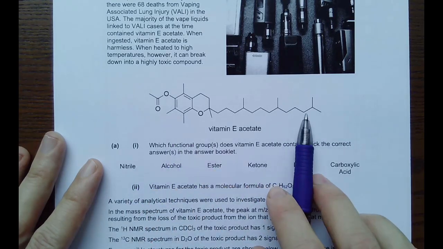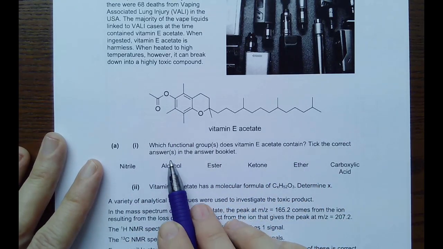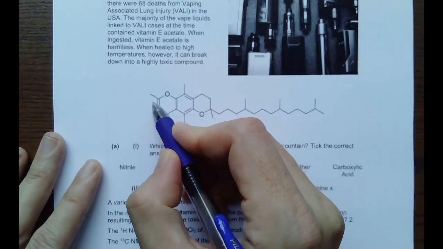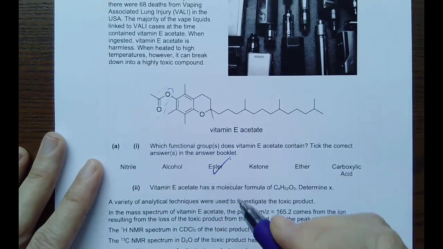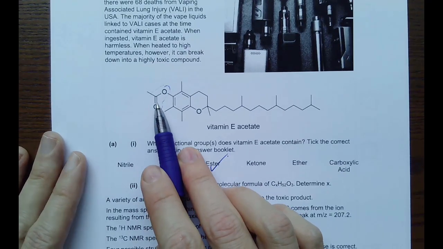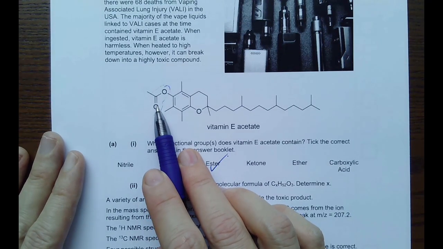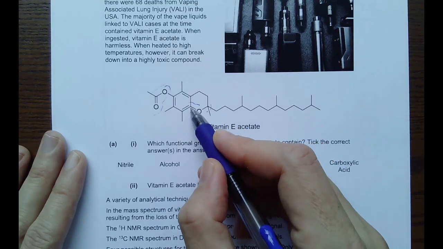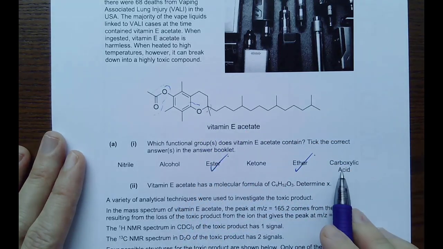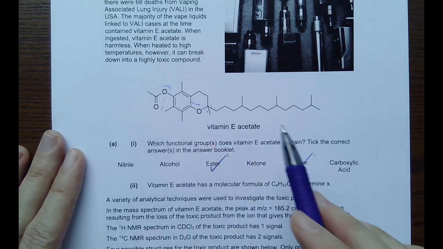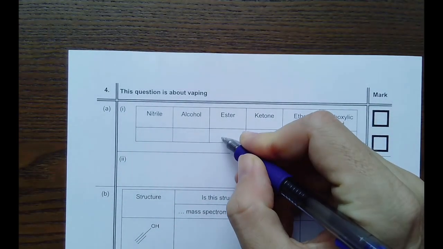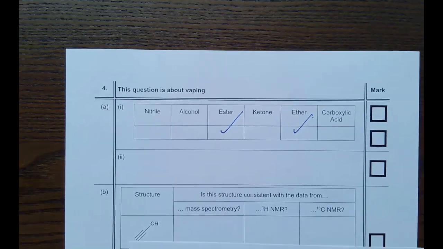So nitrile, well, there's no nitrogen here, so we can ignore that. Alcohol, I've got 3 oxygens, none of them are alcohols. Ester, there we go, there's my ester, so yes. Ketone, you might mistakenly think this is a ketone, obviously it's not though, because it's part of the ester group. Ether, here is my ether group, carbon, oxygen, carbon, so yes. And carboxylic acid, no, there's no carboxylic acid there. So that's a nice easy one to get us started. We've got the ester and we've got the ether.